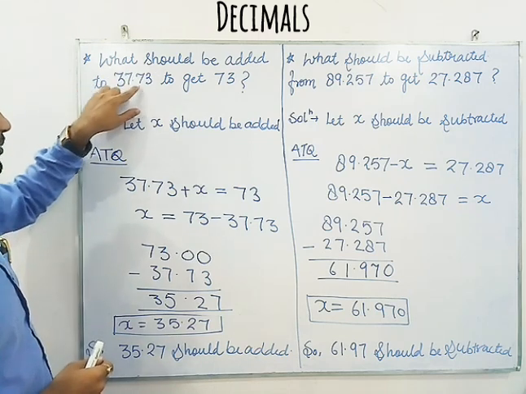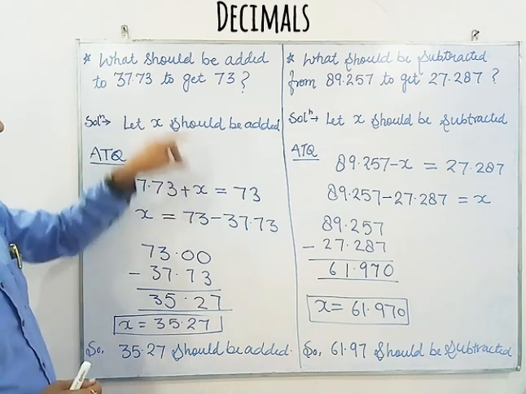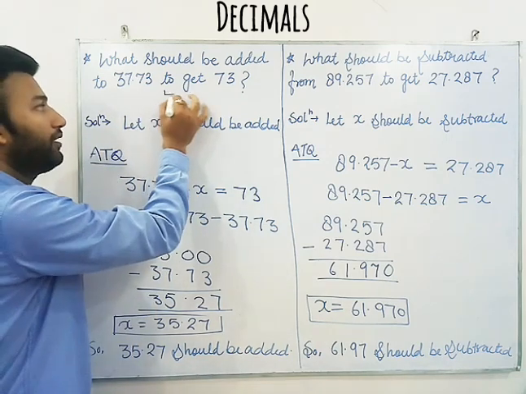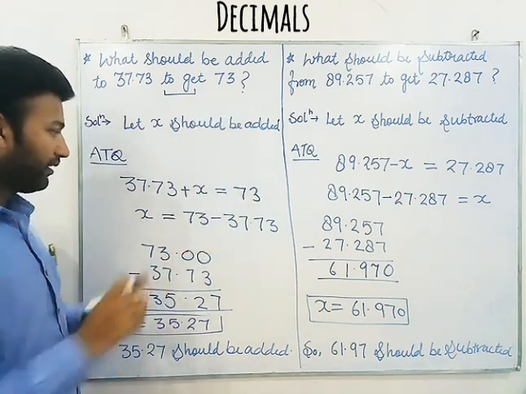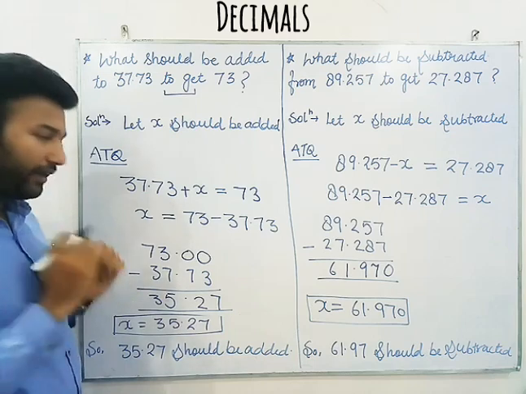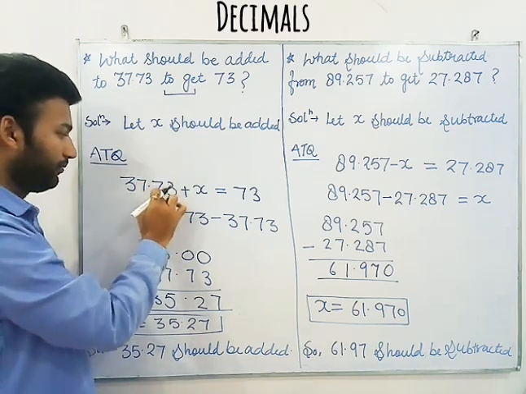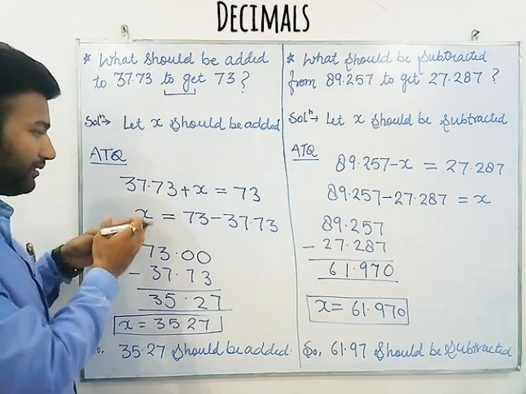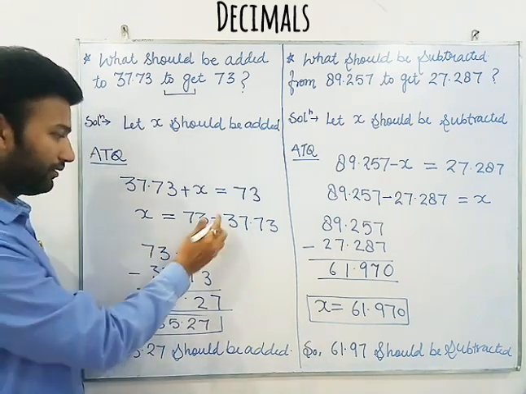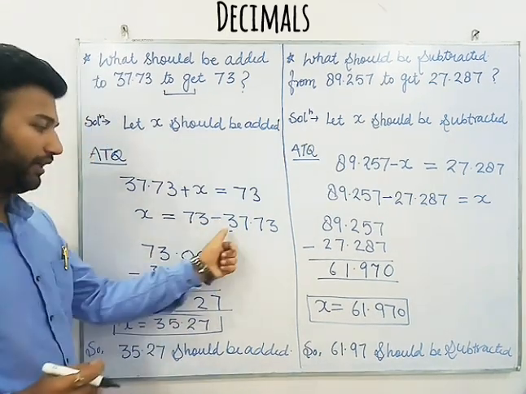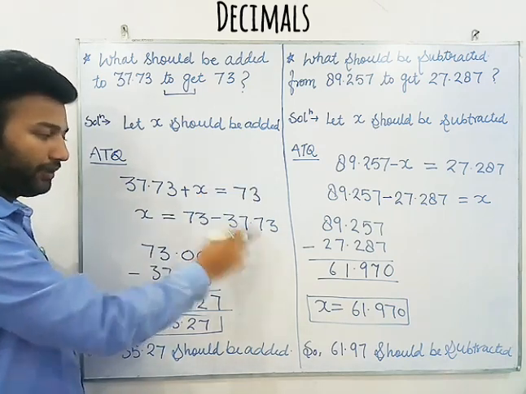So, 37.73 plus x, let x be added to get. What is the meaning of to get? To get means equal, 73. Okay, now find the value of x. See how, x equals, this is positive. When we find the value of x, then this should be on the right side of equal and this should be negative. Why negative? Because this is positive. When we transpose it, it will be negative.